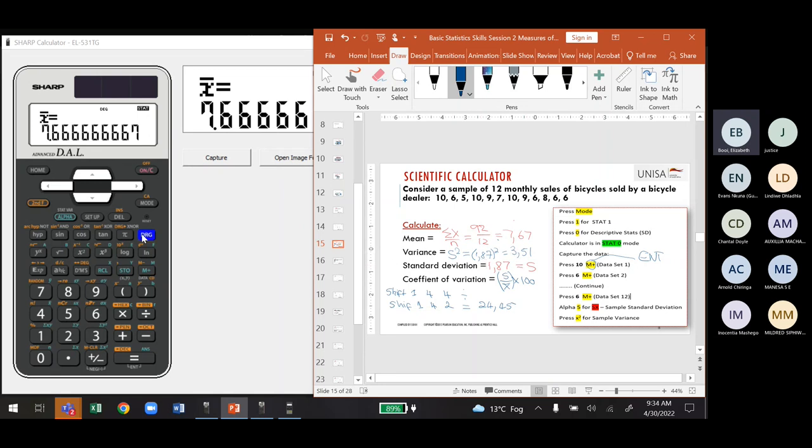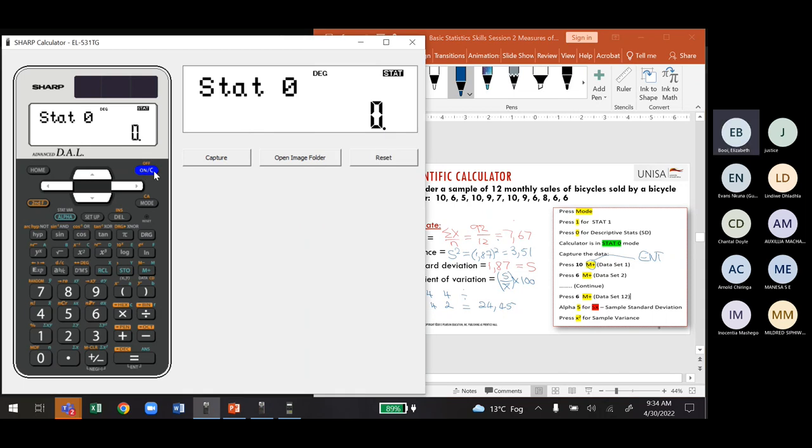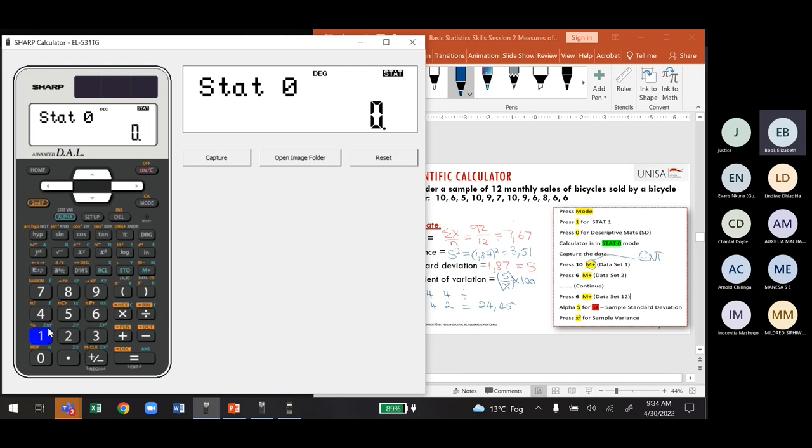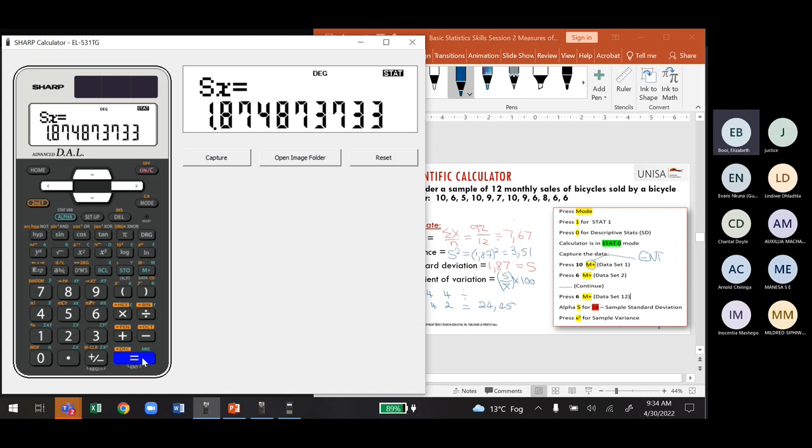Let's go to the standard deviation, because that's the next thing that we need to calculate. After entering the data, you press on and off. And then after that, you press alpha, and whatever you want to calculate. So now we're calculating the standard deviation. Press alpha and button number 5 and press equal and see if you get the same answer. If you don't get 1.87, it means you did something wrong when you captured the data.